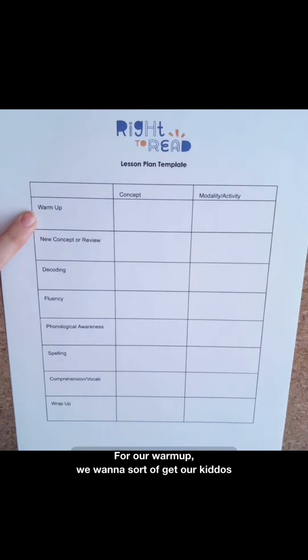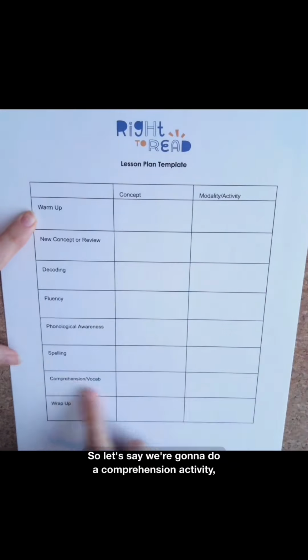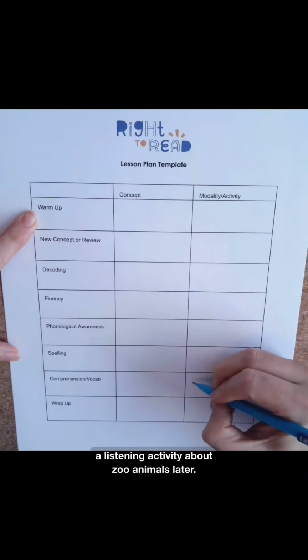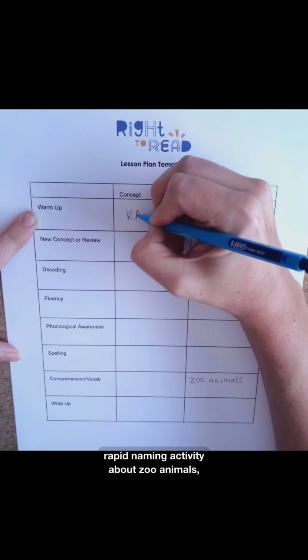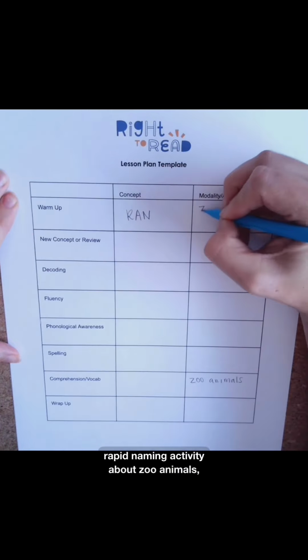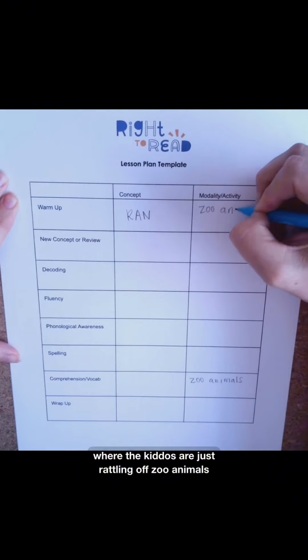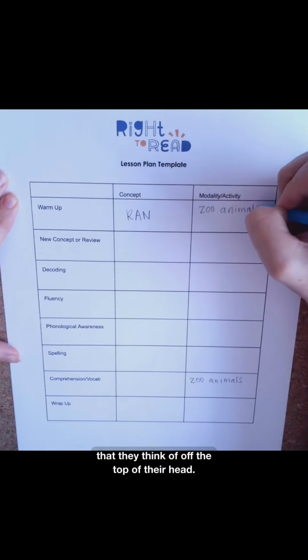For our warm-up, we want to sort of get our kiddos ready for something that might show up later. So let's say we're going to do a comprehension activity, a listening activity about zoo animals later. For our warm-up, what we might want to do is a rapid naming activity about zoo animals. The kiddos are just rattling off zoo animals that they think of off the top of their head. You can make a game or a competition out of it.